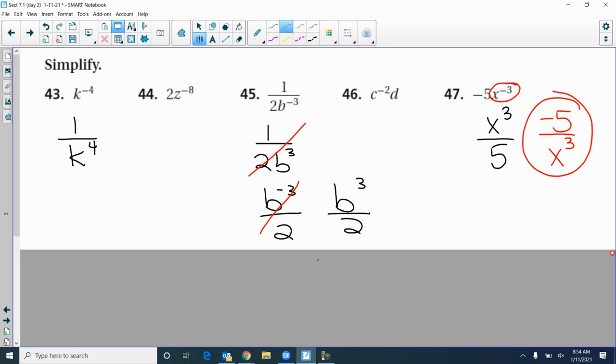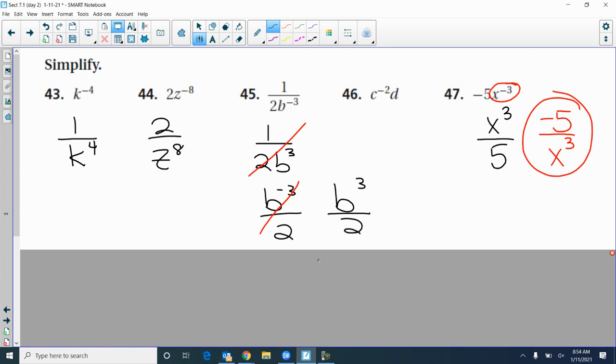All right, while we're here, take a look at 44. You don't even need to write this down, just pay attention. Okay, for 44, Connor, what would that be? Would it be 2 over z to the 8th? Yep, it would be 2 over z to the 8th. The 2 stays where it's at, the z to the 8th goes down below.